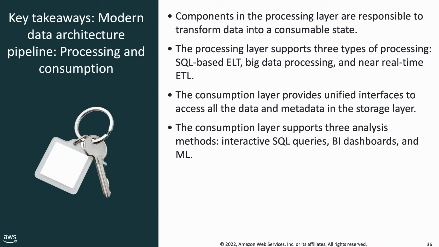So in a nutshell, some of the key takeaways here are that the processing layer is where the data is transformed for some type of consumption, and the modern data architecture supports three general types of processing: SQL-based ETL, big data, and near real-time ETL. And then the consumption layer includes components that access the data and metadata in the storage layer, including the data that's transformed by the processing layer. And the consumption layer supports three analysis methods: interactive SQL queries, BI dashboards, and ML.